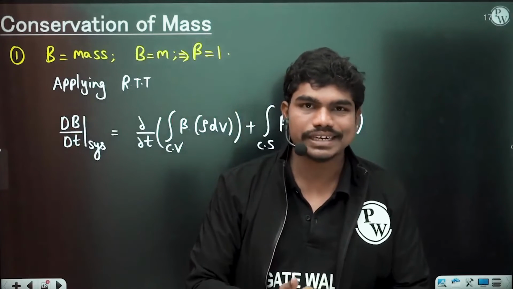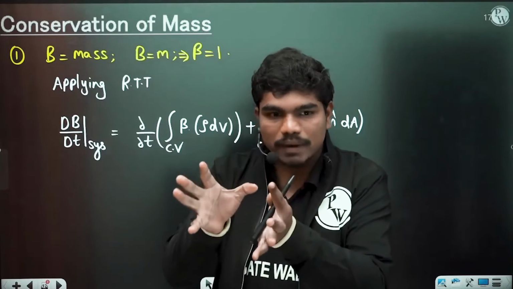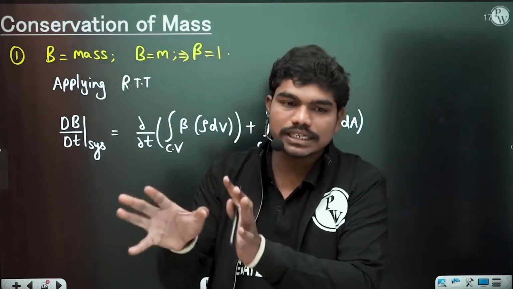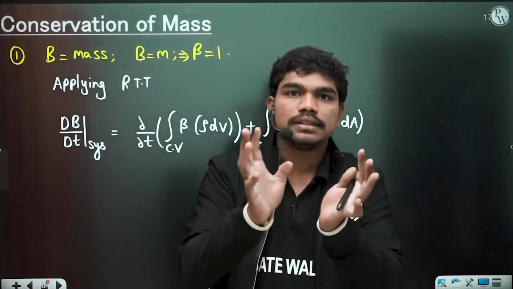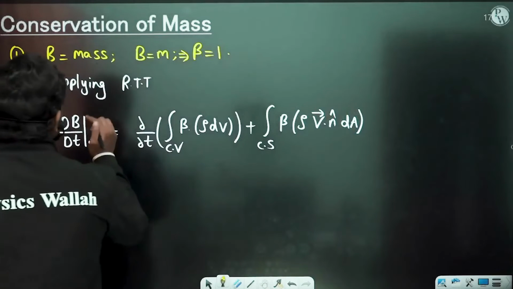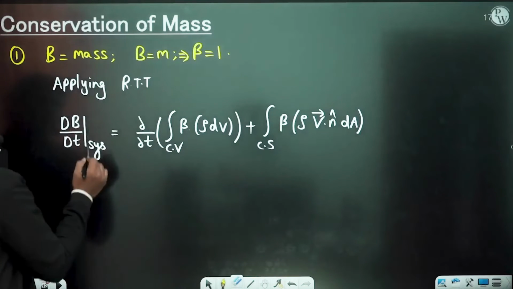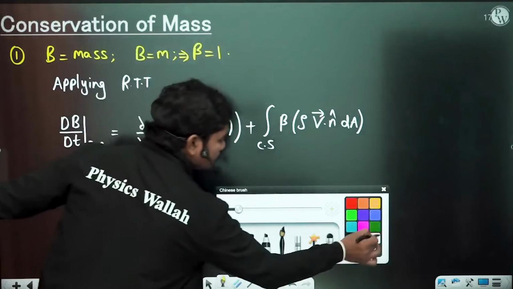0, correct? Obviously it is 0, because my system is that set of particles. Even as time changes, I am not changing my particles, so the mass of the particles remains fixed. That's why this quantity is basically 0. Okay, so let us replace here. Let us write one more line, for example with mass.